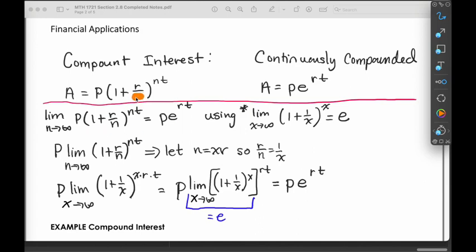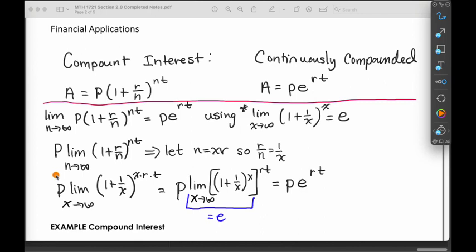Because if n isn't a specific value like 4 or 2 and is continuously compounded, n is going to approach infinity. And we're going to use this very famous limit: as x approaches infinity, (1 plus 1 over x) raised to the x is e. And I believe we proved that at the end of Calc 1 in one of our homework exercises.